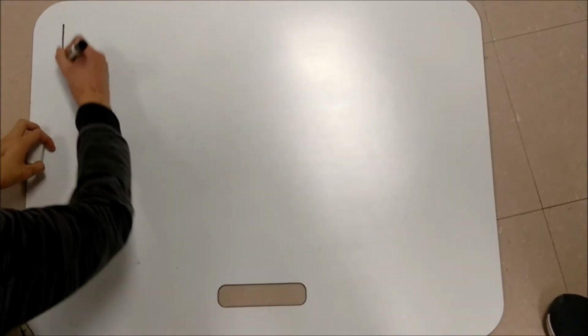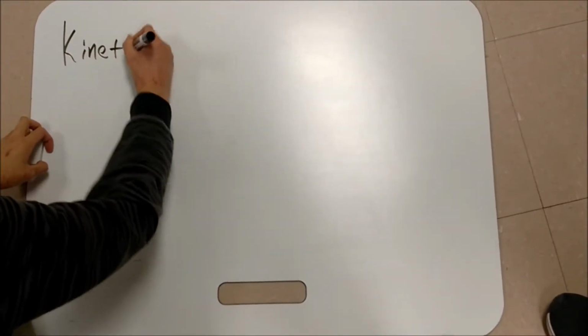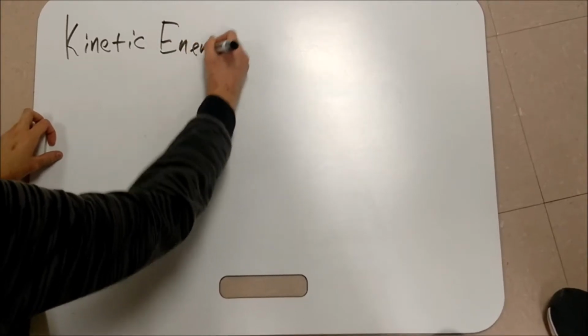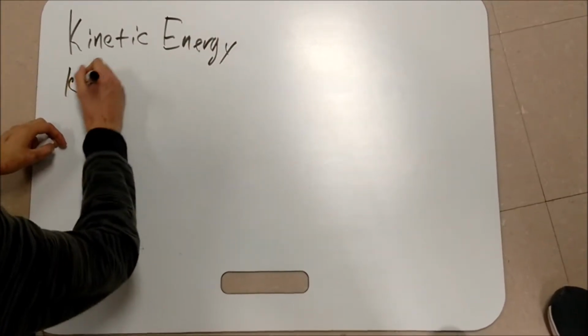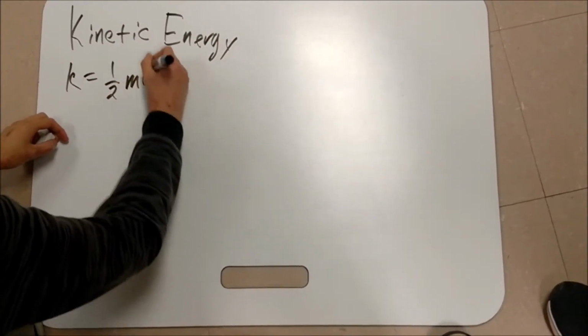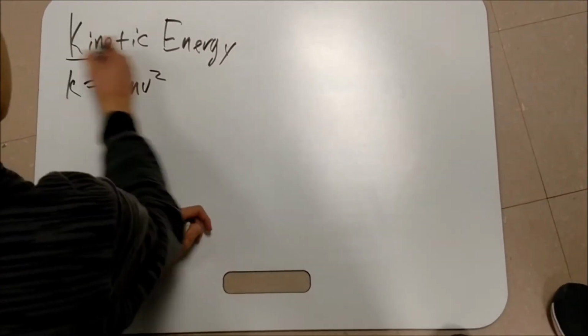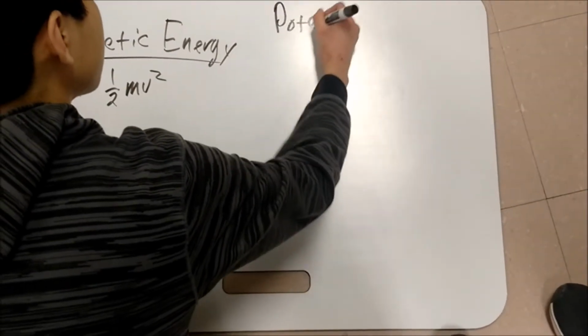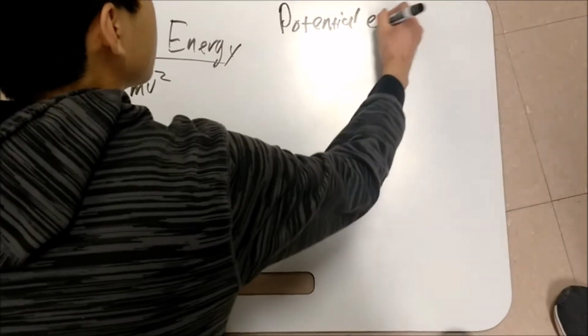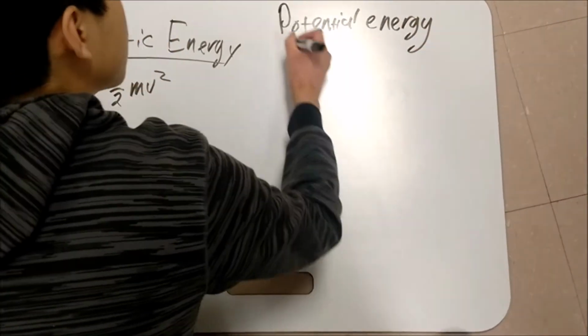Energy comes in many different forms. Kinetic energy is given by 1/2 mass times velocity squared. The faster moving and the bigger an object is, the more kinetic energy it has. There are many types of potential energy. Here are a few examples.